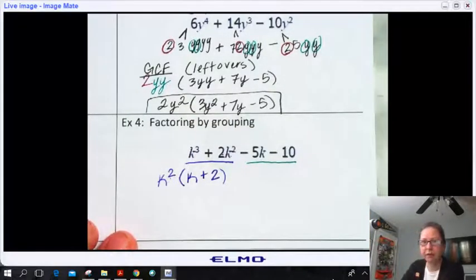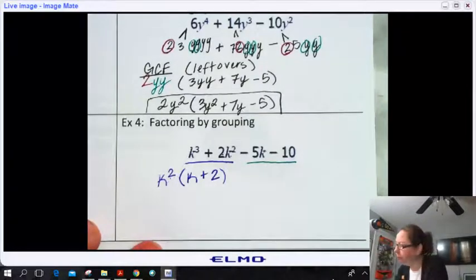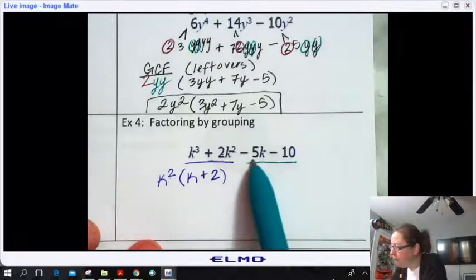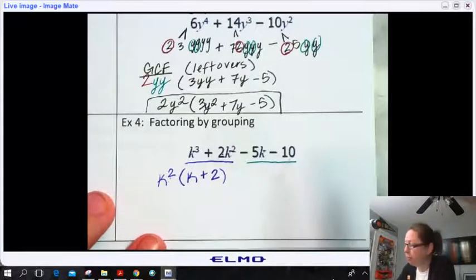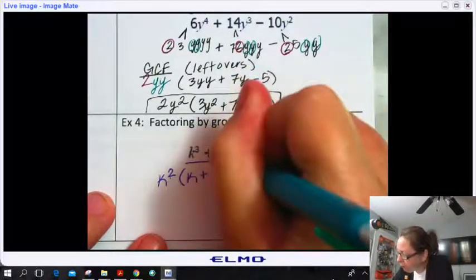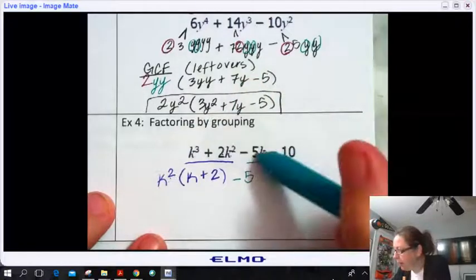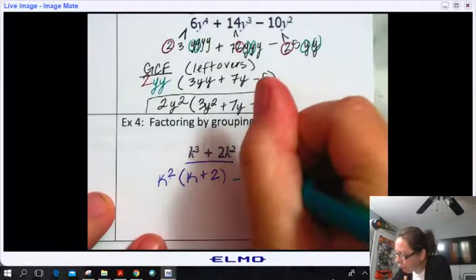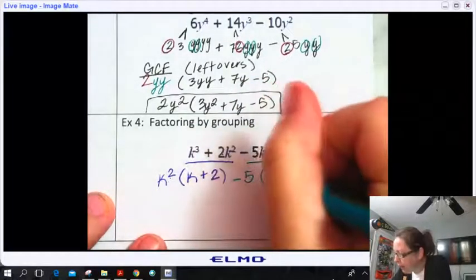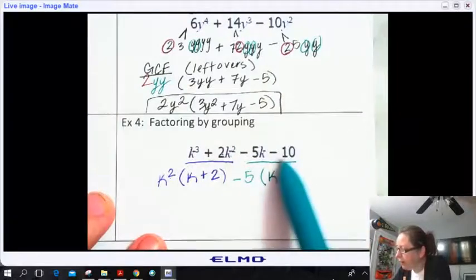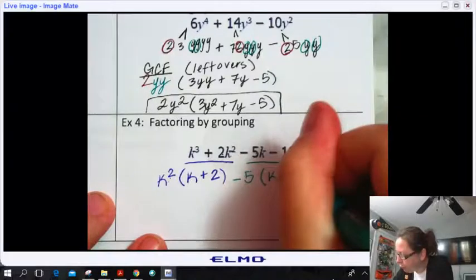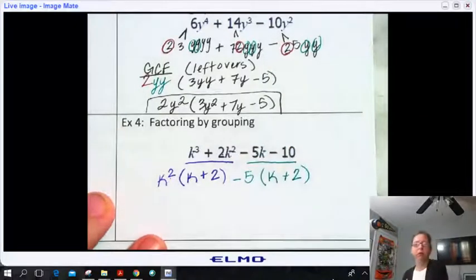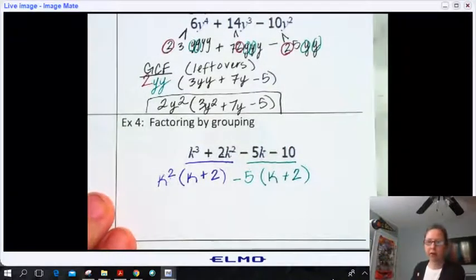Now let's factor the second term. -5 and -10. Well, I can take a -5 out of both of them. Okay, -5 divided by -5 is just 1 times k. -10 divided by -5 is +2. So I have factored the second 2 terms by GCF.